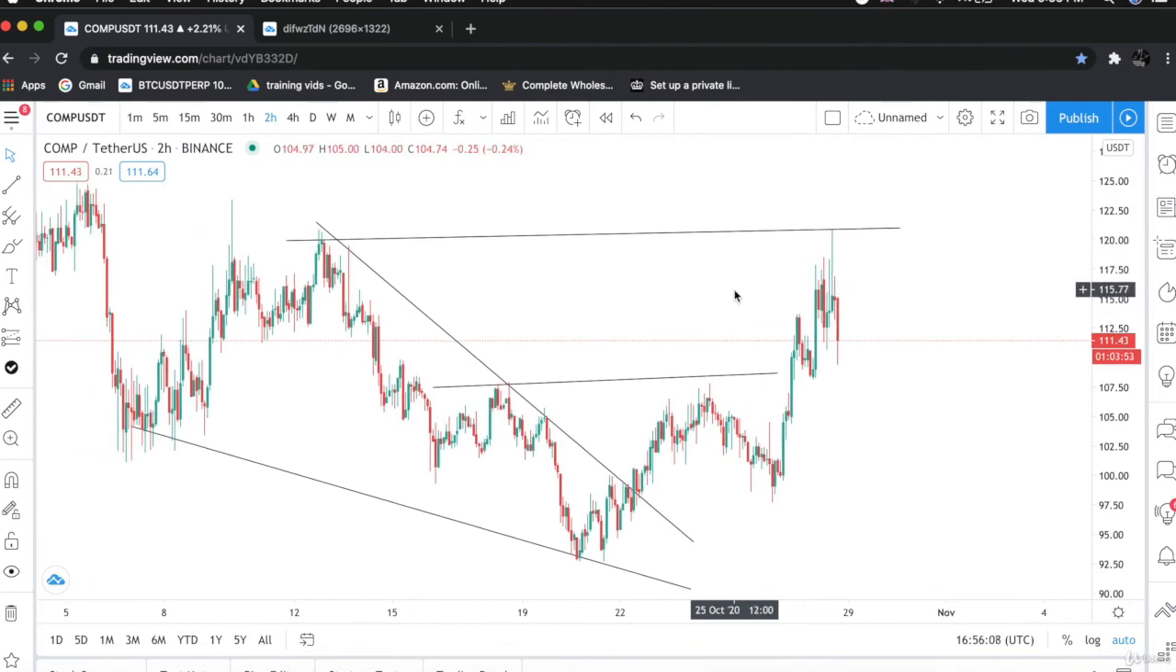I personally love the falling wedge pattern. The results are very remarkable. The falling wedge pattern works very well and I have tried and tested it.